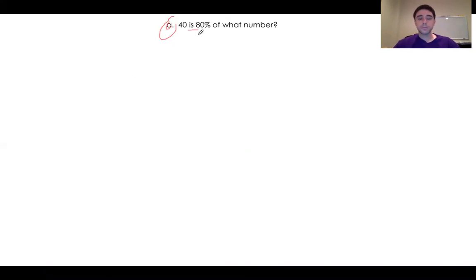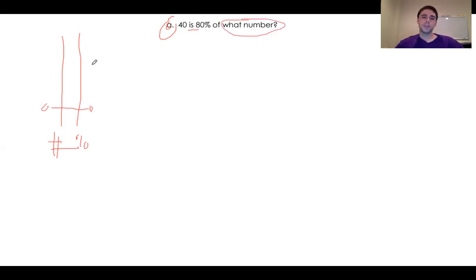So 40 is 80% of what number? Let's make a double number line. Number on the left, percent on the right, 0, 0. So we're asked 40 is 80% of what number? How do you think we should start filling out our lines here?